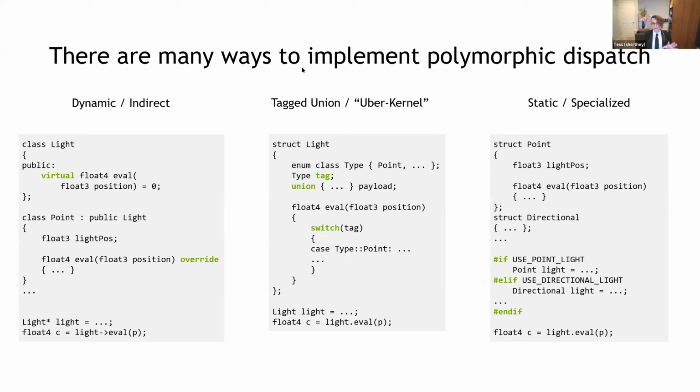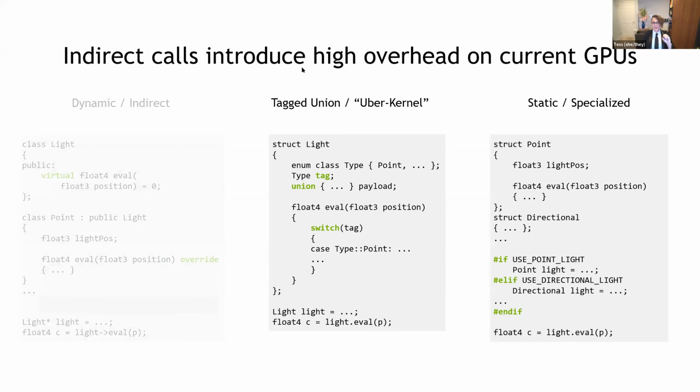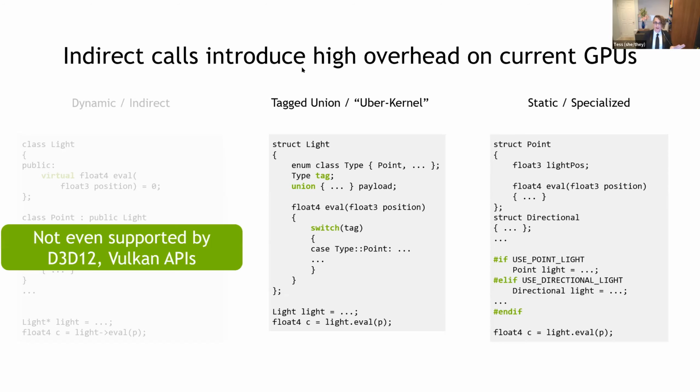And when we look at our performance considerations on GPUs, what we find is that the dynamic indirect case on the far left often would introduce too much overhead on current GPUs to be something worth considering. And in fact, if you're talking about running on most current graphics APIs, it just isn't even supported. This isn't something your compiler could take advantage of, even if you wanted to. So graphics developers doing real-time graphics primarily use these other two techniques.